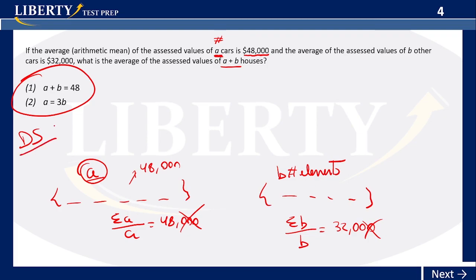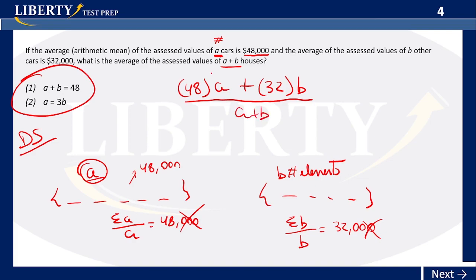Remember that. So let's see, if we use the weighted average, we have the mean for the first set, 48, times the number of elements in the first set, A, plus the mean in the second set, which is in this case 32, times the number of elements in the second set, which is B. Okay, and in the bottom you have the total number of elements, which is A plus B. That's what we have.